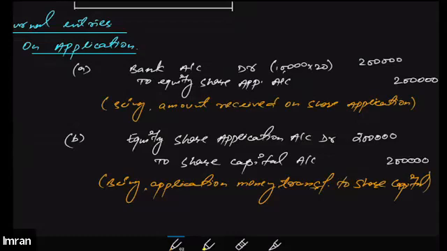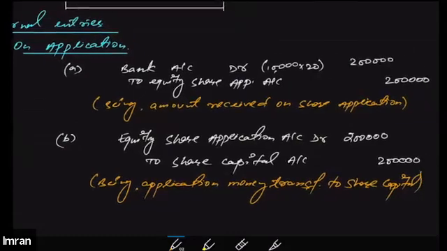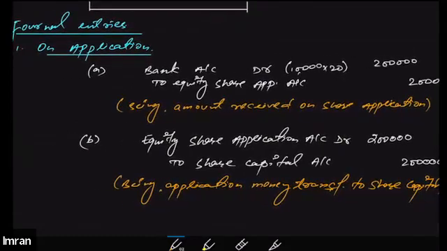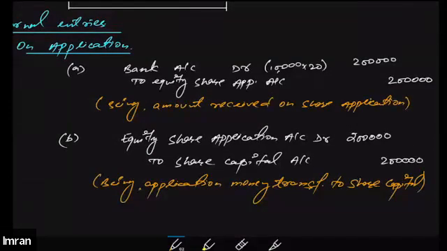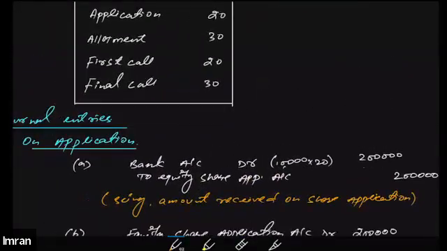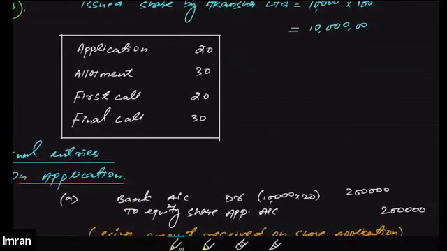All right, everyone, is it clear? Yes or no? This is the journal entry for the application money. Yes, one for the receipt of application money, then we did an entry for the transfer of application money to share capital. So this is done. Now we'll move to the allotment.